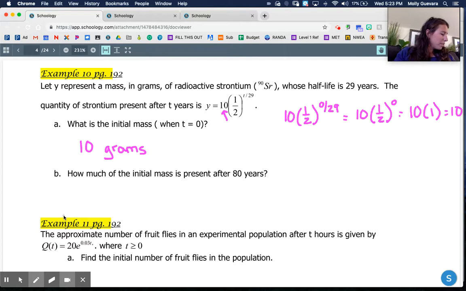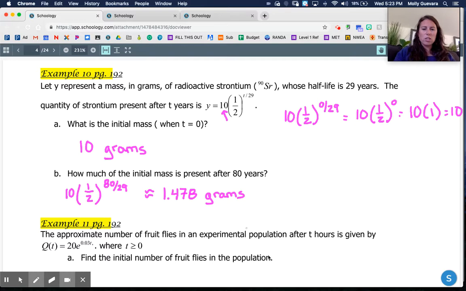Part B says, how much of the initial mass is present after 80 years? So now I'm going to plug in 80. I want Y of 80. So I have 10 times 1/2 to the 80 over 29, which I can just enter into my calculator, and I'm going to get approximately 1.478 grams. So check your calculator skills on that. Try to enter it and make sure that you get 1.478 grams.